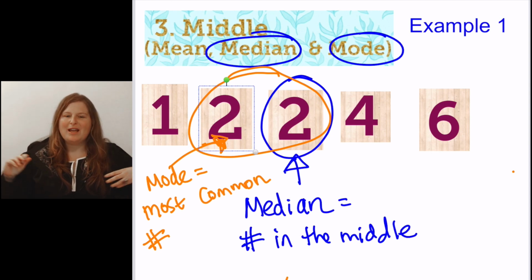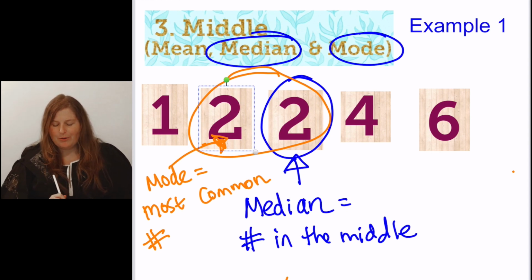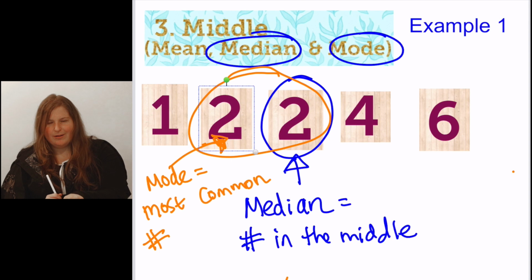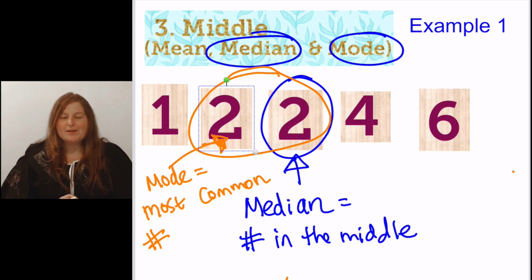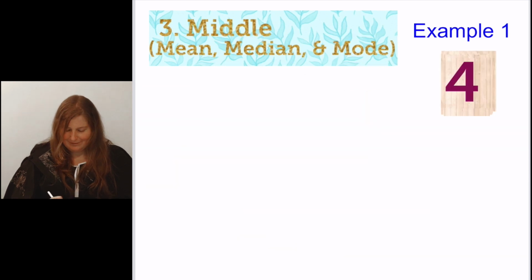So if I said, okay, muggles, let's find the median and mode of this data set, you would say, I know, Professor Kat, 2 is the median because it's exactly in the center. The mode is also 2 because it's the most frequent number. It's the only one that pops up more than once.